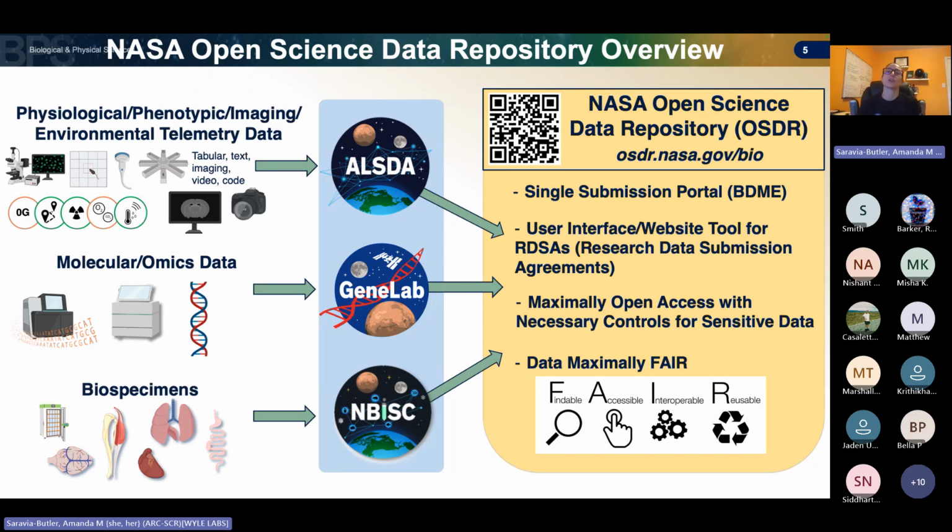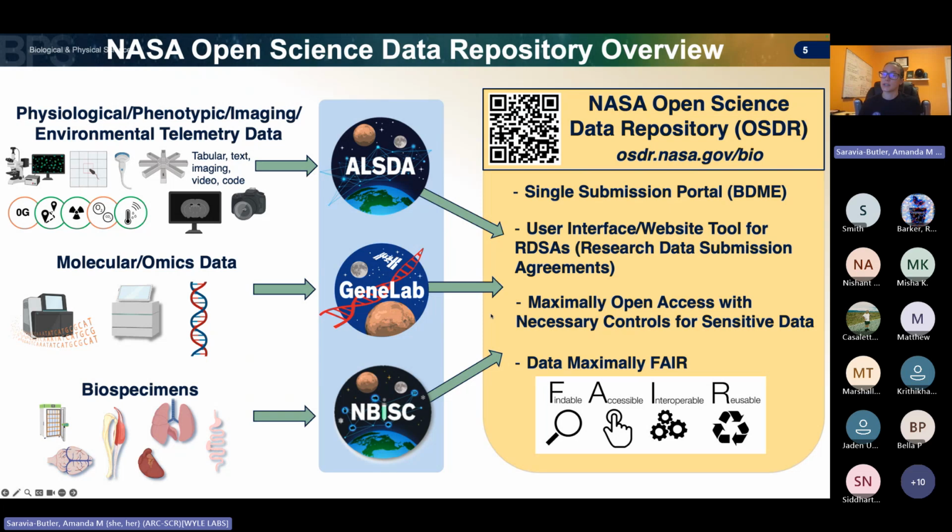So in order to make sure that those are available to the community as well, NBIS collects those tissues that were dissected by another project called the Biospecimen Sharing Program. And then those tissues are made publicly available for anyone in the world to request. And so these projects altogether make up the Open Science Data Repository.